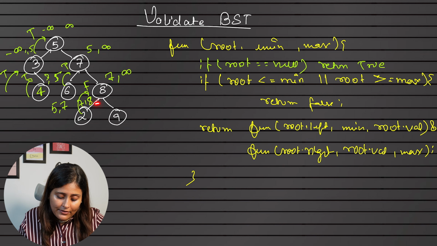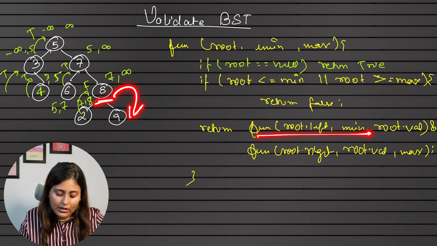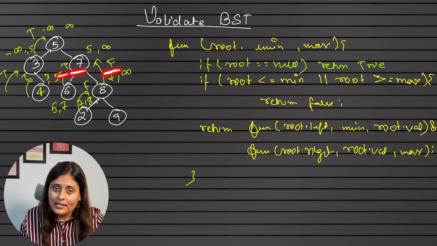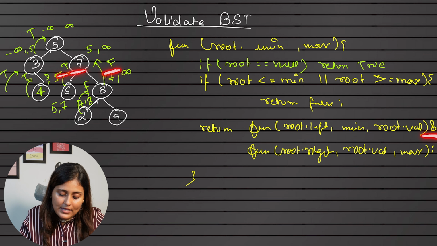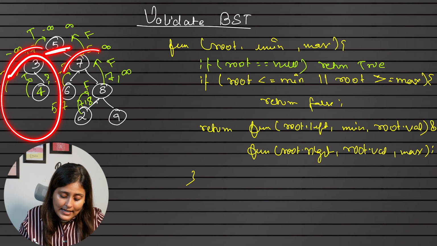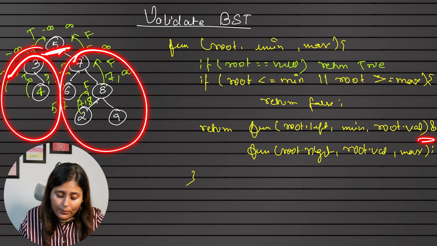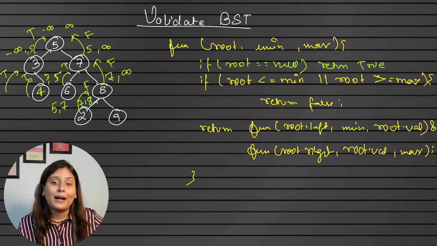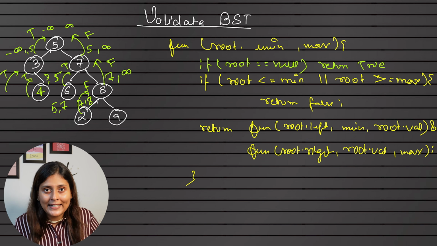Now as this left side has returned false, for 8 we will not go towards the right side and will return false then and there. So for 7, the left side is true, the right side is false. Because of this AND operator, 7 will return false. Now for 5, the left side has returned true and the right side has returned false. So with the AND operator, the total becomes false. So hence at the end we can say this is not a binary search tree. Hence we have validated it.